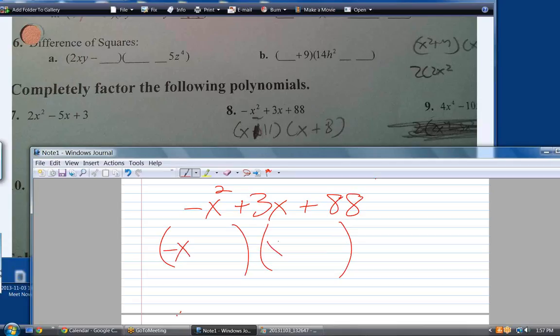It's got to be minus x and x, correct? Uh-huh. Okay. Now the signs. We know they got to be the same. They're both positive. Notice that that's going to give us a negative middle term if they're both positive. No matter what numbers I put here, whether it's 11 and 8, oh no, this one works. My mistake. They are both positive.